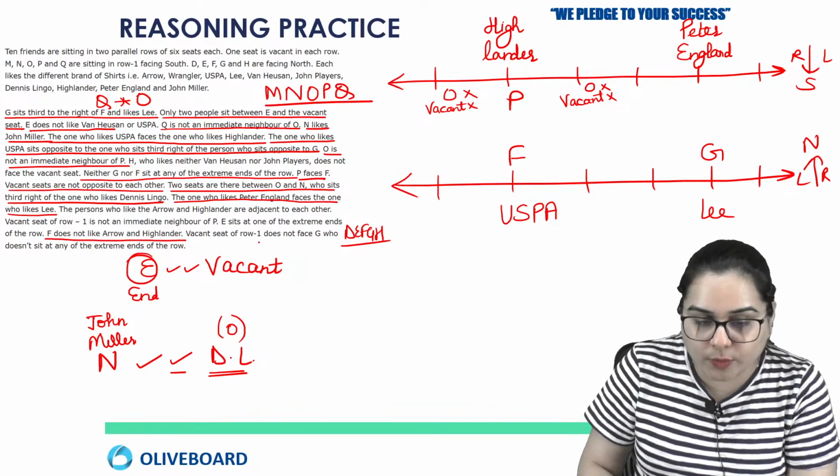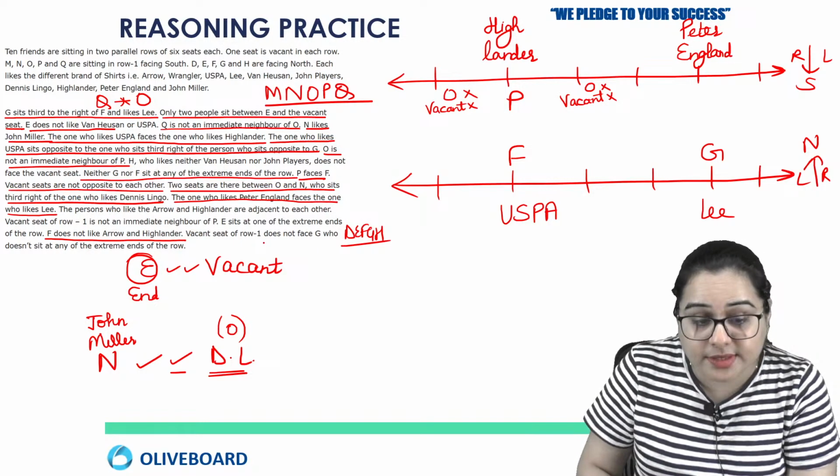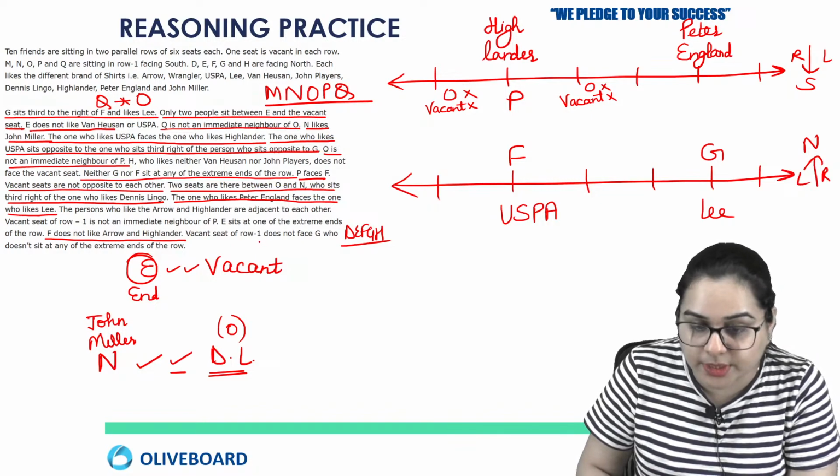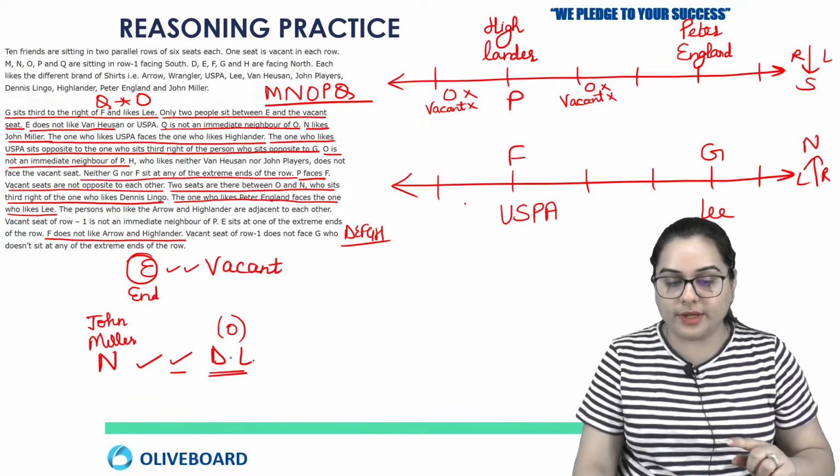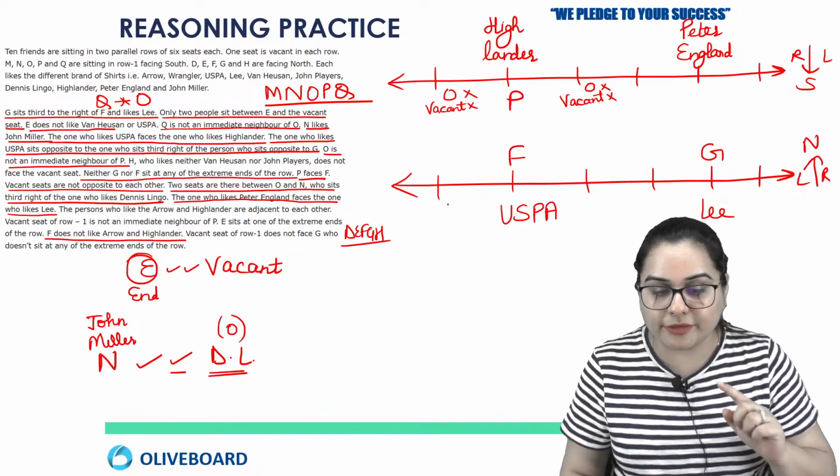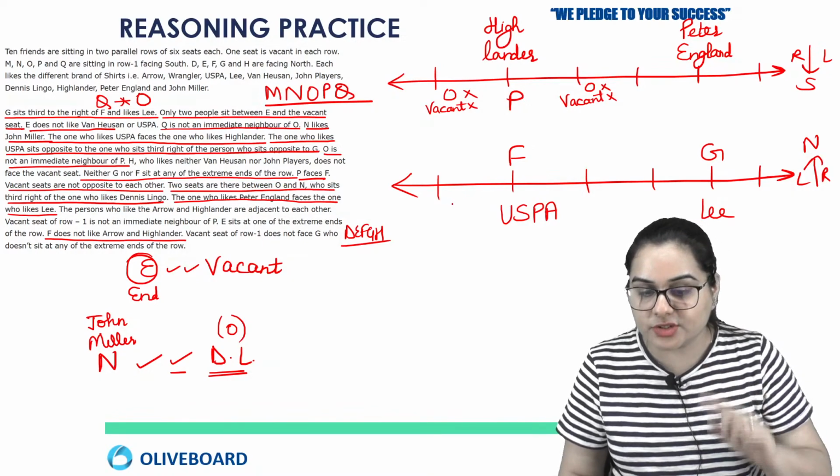Vacant seat of row 1 does not face G, who does not sit at any of the extreme ends. Okay, now vacant seat of row 1. It is not facing G.